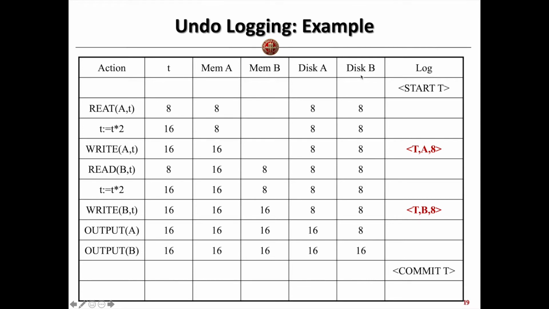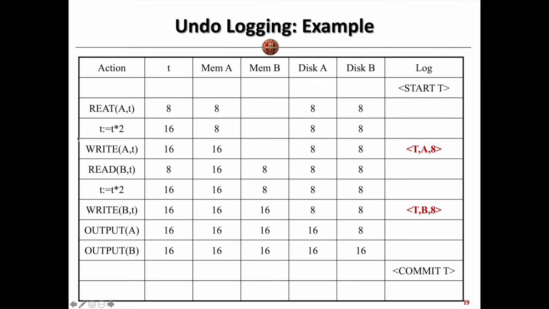In this example, we first add one more column to the table, denoting the entries in the log file. As the system progresses through the transaction, we need to add some entries to the log file accordingly. Before we do anything in the transaction, we have to add one entry into the log file. It denotes start T, where T denotes the transaction ID.